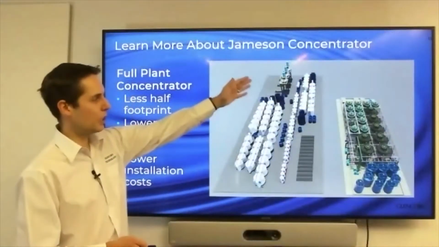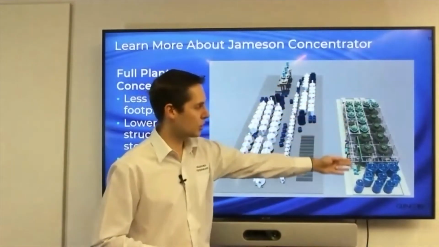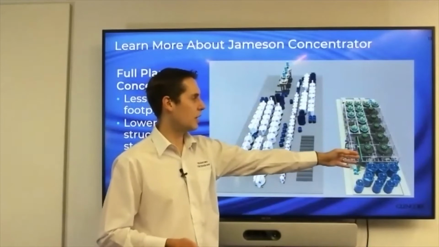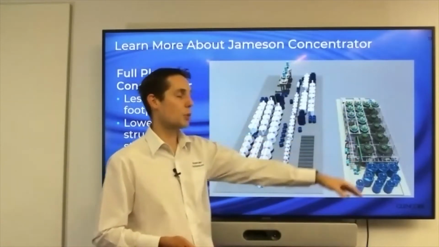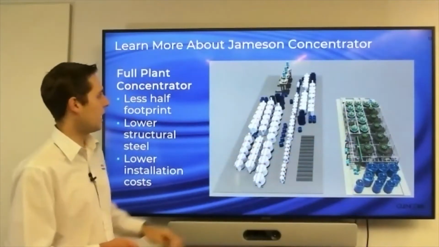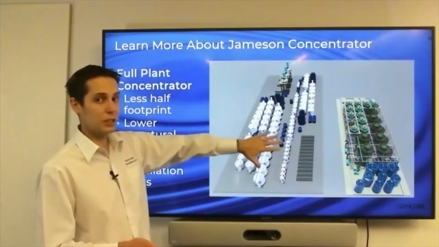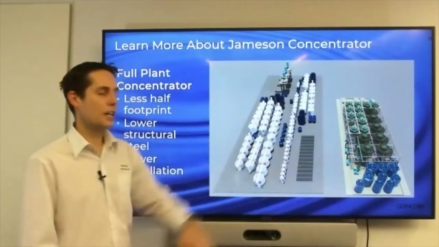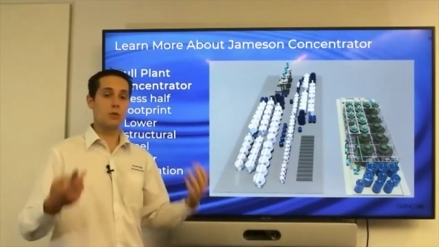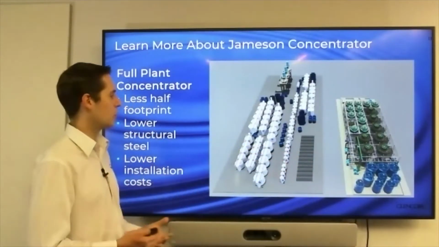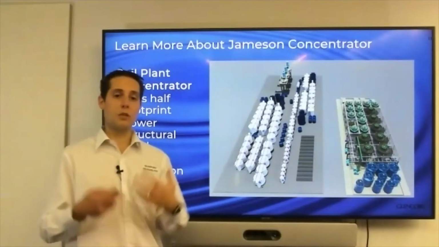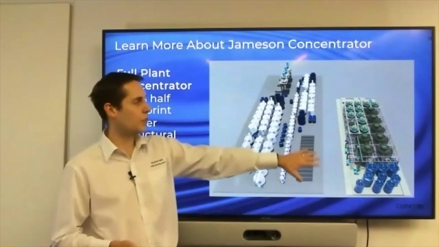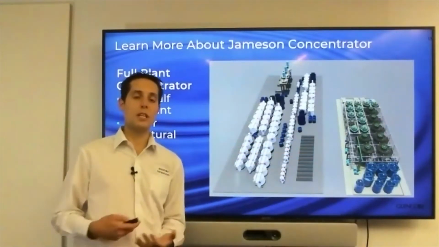So this is an example here where you look at the full plant Jameson cell concentrator over on this side, which has within it quite a number of Jameson cells there. And we compare that against an equivalent tank cell flow sheet. You can see that what we are showing here is a huge reduction in terms of footprint, more than half a reduction there. And through that, you've got lower structural steel, you've got lower installation costs. It's a very, very compelling case for many sites.